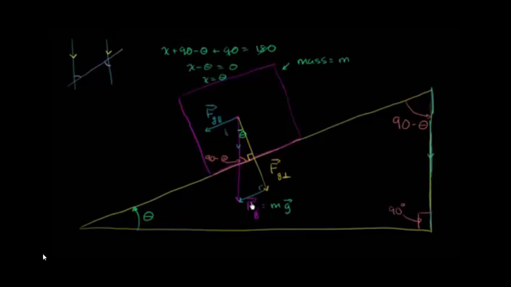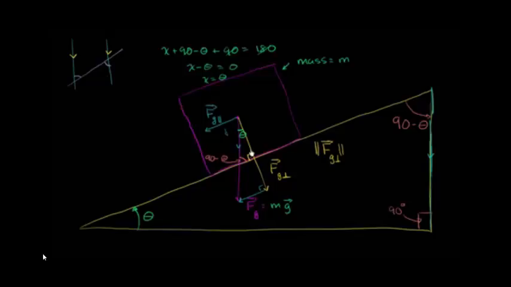This is parallel to the plane. This is perpendicular to the plane. And so we can use basic trigonometry to figure out the magnitudes of the perpendicular force due to gravity and the parallel force due to gravity. So let's think about it a little bit. The magnitude of the perpendicular force due to gravity, the component of gravity that is perpendicular to the ramp, the magnitude of that vector, a lot of fancy notation, but it's really just the length of this vector right over here.